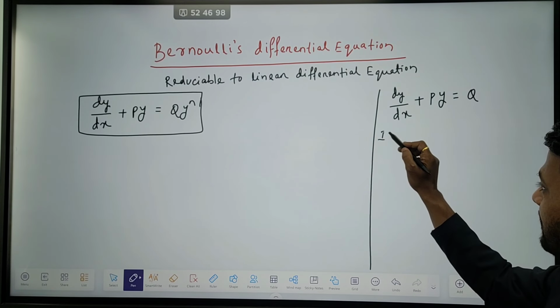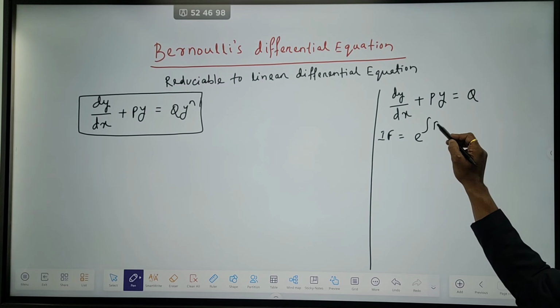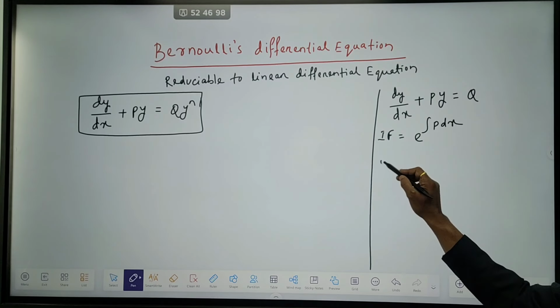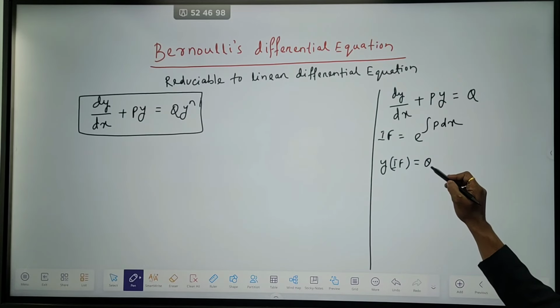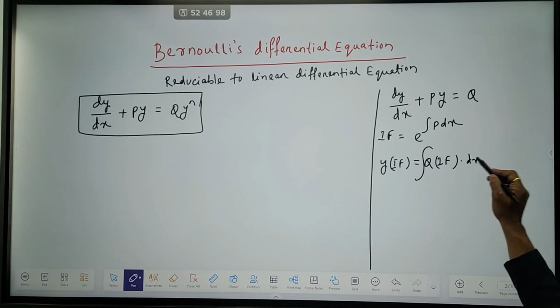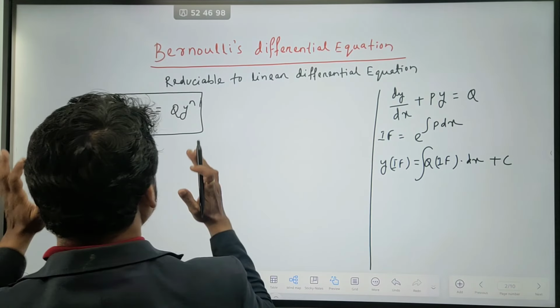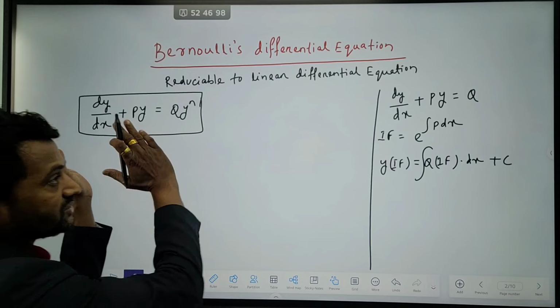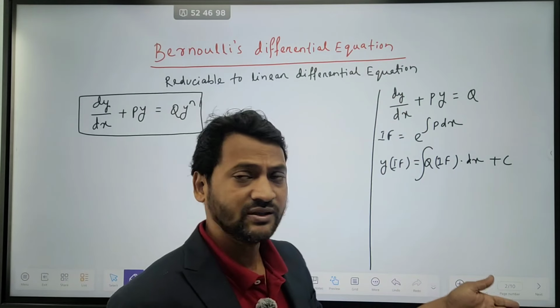So first क्या था? We need to find out integrating factor. Integrating factor is e to the power integration of p dx. Then what is the solution? y into integrating factor is equal to integration of q into integrating factor into dx plus some constant. Okay. So first point is we need to convert that Bernoulli's differential equation to standard form of linear differential equation. Then we can easily get the solution.